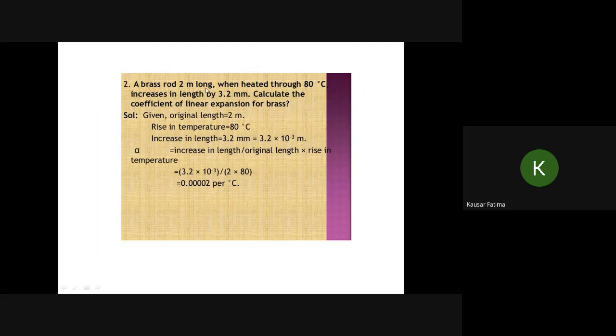Another example: a 2 meter long brass rod is heated to 80 degrees Celsius, and the increase in length is 3.2 millimeter. Now, millimeter is to be converted into meter because the length is given in meter. Calculate the coefficient of linear expansion. Of course, you won't be asked to calculate these kinds of questions, but anyhow, this will improve your understanding. So we have the formula alpha is equal to delta L upon L naught into rise in temperature. When we substitute these values, we get this answer for the coefficient of thermal expansion.